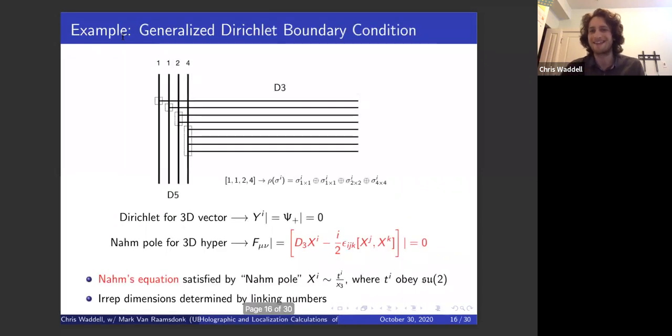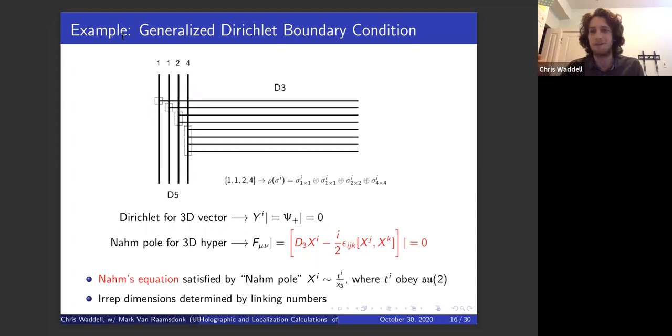A slightly more interesting example is the generalized Dirichlet boundary condition. So here we apply just some normal Dirichlet boundary condition on the 3D vector. But we have some supersymmetric Nahm pole for the 3D hypermultiplet. So the equation shown here in red is sometimes called the Nahm equation, and this constitutes the boundary condition for the scalars appearing in our 3D N=4 hypermultiplet. And the solution comes in the form of a Nahm pole. So basically, these scalar fields have some simple pole at the x3 = 0 position.